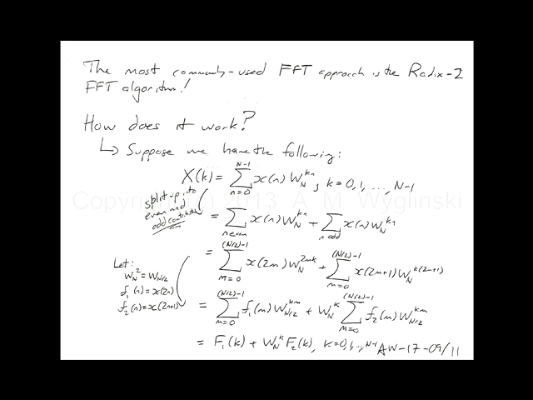We can create a fast Fourier transform approach if you have a base 2 number of points that you want to take the FFT of. The way it works is the following. Suppose I have this X of k, and here's my definition of my DFT. Nothing up my sleeves. Let's break this up into n even and n odd. That's the first mathematical manipulation.